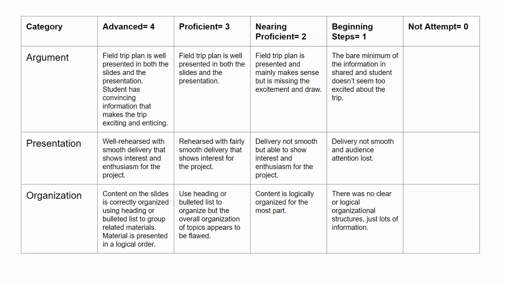For Proficient, the field trip plan is well presented in both the slides and the presentation. For Nearing Proficient, the field trip plan is presented and mainly makes sense, but is missing the excitement and draw. Bare minimum of information is shared and the student doesn't seem too excited about the trip. So that's how you get graded on your argument category.